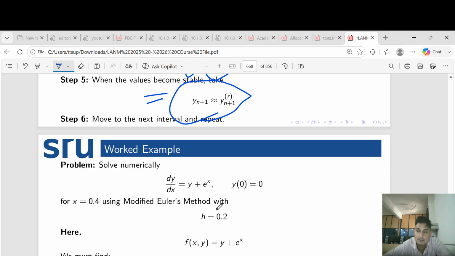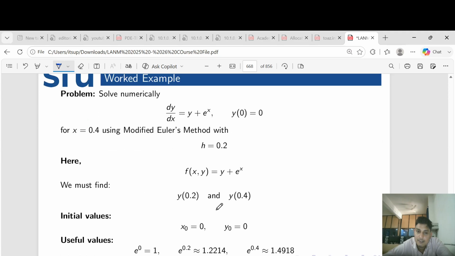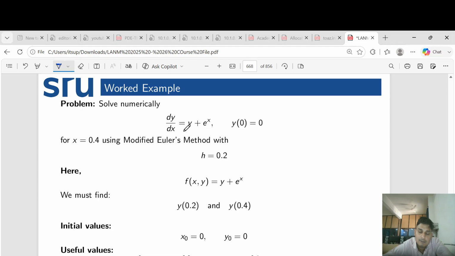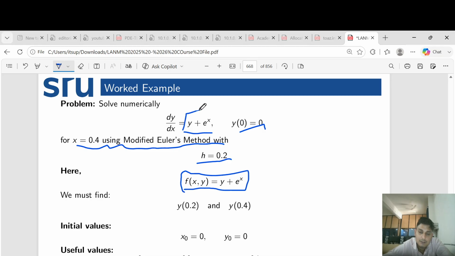So, solve numerically dy/dx = y + e^x, y(0) = 0, for x = 0.4, using the modified Euler's method with h = 0.2. So f(x, y) = y + e^x. Okay, this information is given. You evaluate your function dy/dx = f(x, y). y0 = 0 is given, meaning thereby this is the initial condition. y0 is 0 and x0 is 0.